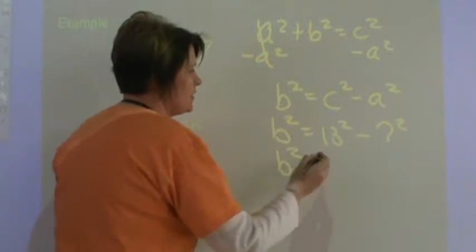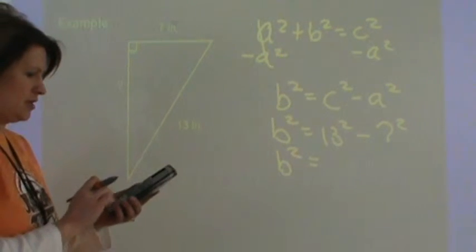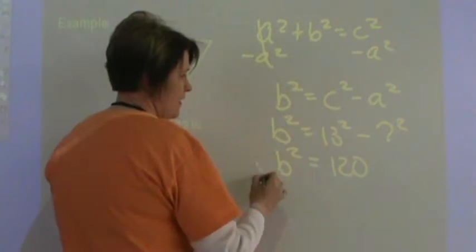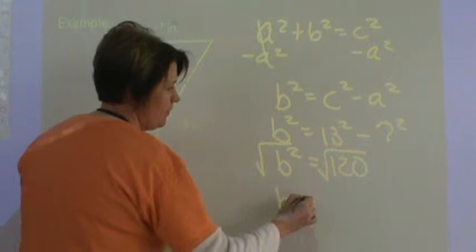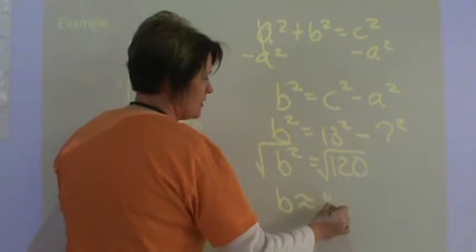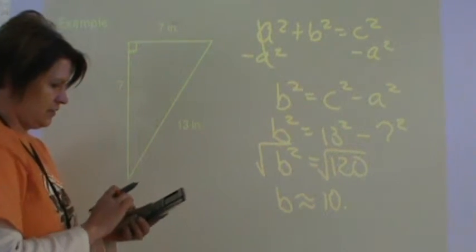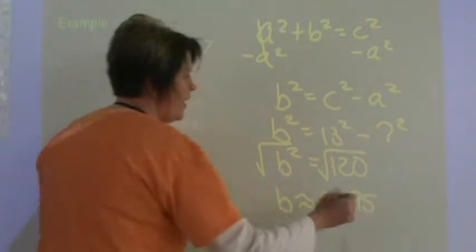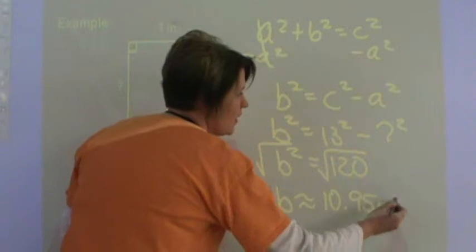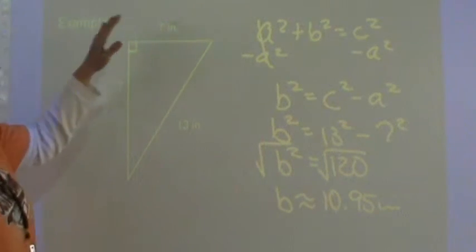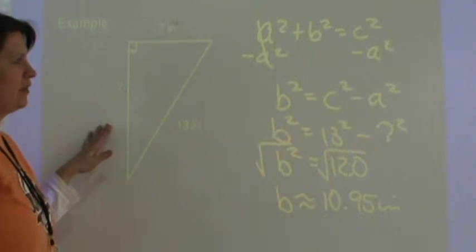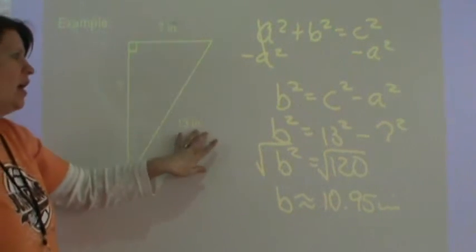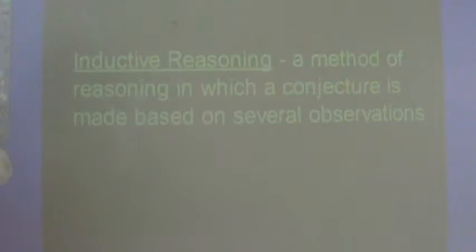So b squared, so 13 squared, we can save a step here. 13 squared minus 7 squared would be 120. Take the square root of both sides. And then again, it's going to be about 10.95 inches. Okay, so basically, if I give you a leg and a leg, you're going to add the two. But if I give you a leg and a hypotenuse, you need to subtract. You need to take the leg squared away from the hypotenuse squared.